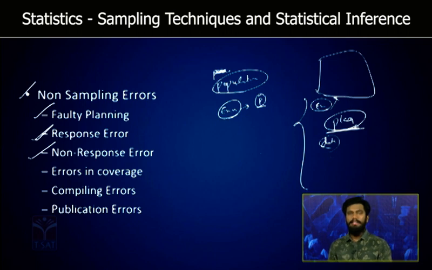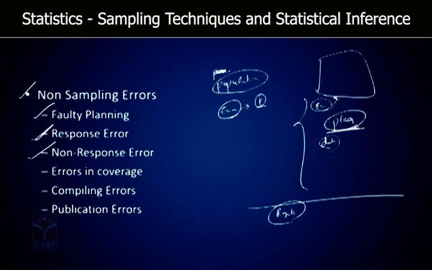Next, compiling errors. These are errors that occur when you get the data, compile the data, calculate and analyze. Whenever errors occur in that process, we call them compiling errors. Next, publication errors. After calculating and analyzing, you finally got results. When you are publishing these results, there may be typing errors, or some misunderstanding. This kind of error is called a publication error.